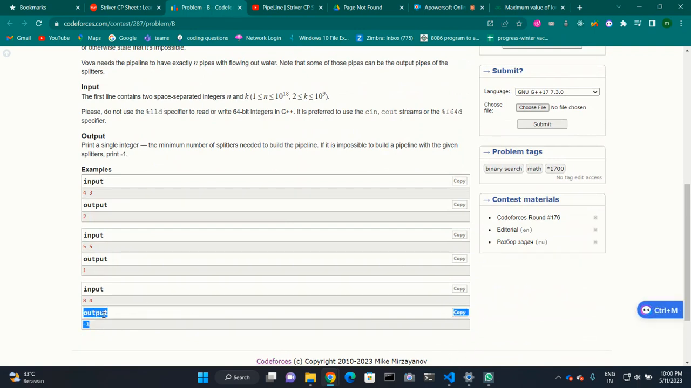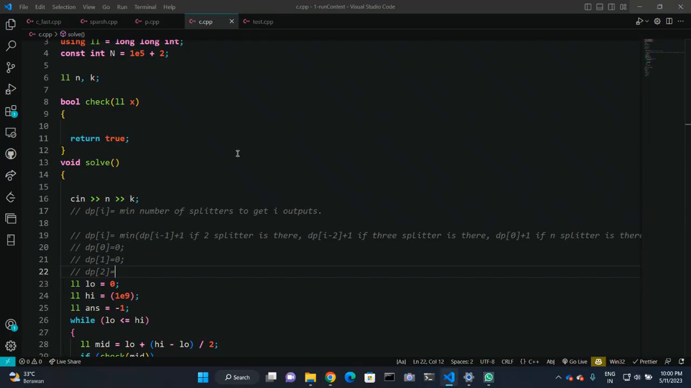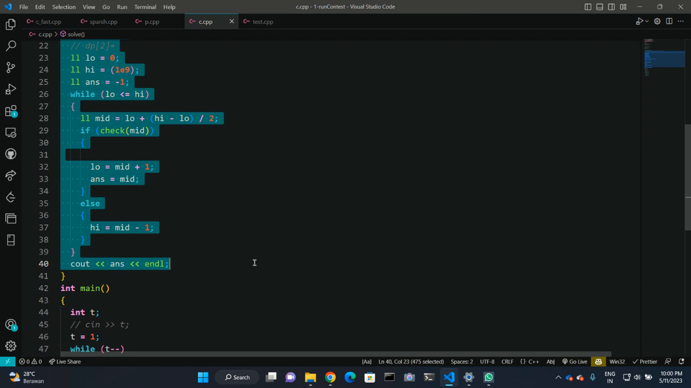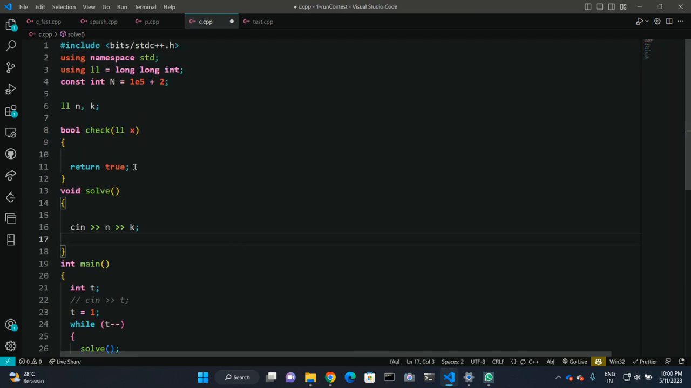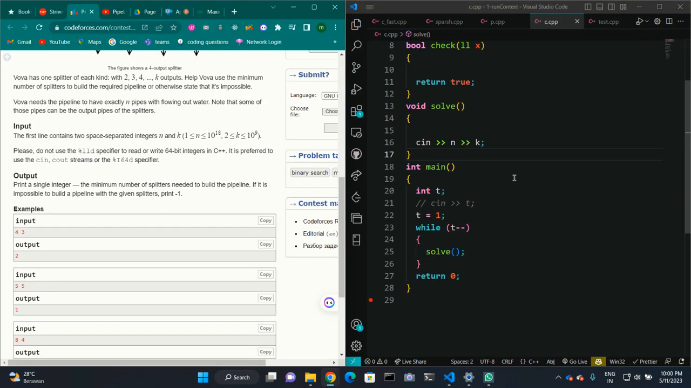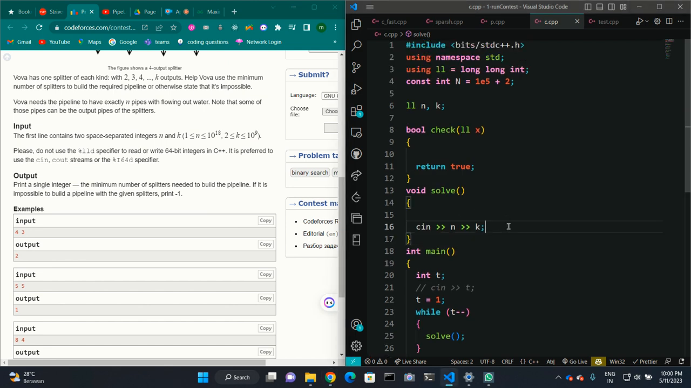First I will check the minus one case. Previously I assumed many wrong things. I overcomplicated. Not possible case. You have n equal to 8 and k equal to 4, which means you have 2, 3, 4 output splitters.